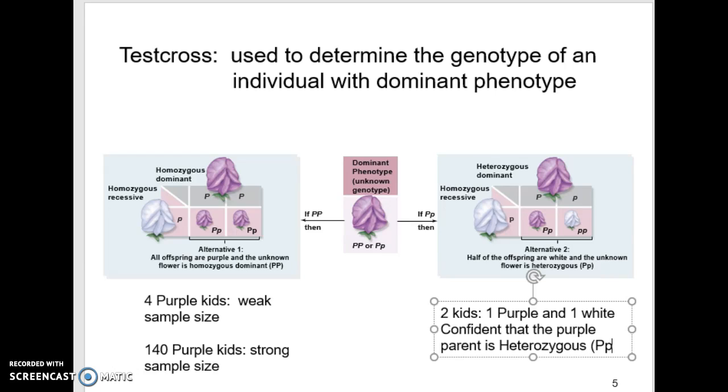And the reason why we can feel confident that they are heterozygous is the fact the only way you will produce a white child from this parent and this parent is if the purple parent carries a recessive allele, if they carry that little p. So one white child means that little p came from the purple parent. You will not get both of the little p's from the white parent. It does not work that way.